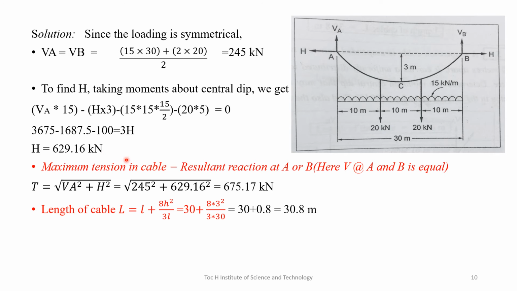Now, the maximum tension in the cable is equal to square root of Va square plus H square, and that's equal to square root of 245 square plus H square, and that's equal to 675.17 kilonewton. So now you got the value of maximum tension. Now you have to find out the length of the cable by using the equation L plus 8H square by 3L, where small l is the length of span and that's equal to 30 meter, and H is a central dip which is given in the question as 3 meter, so the total is 30.8, the length of the cable.